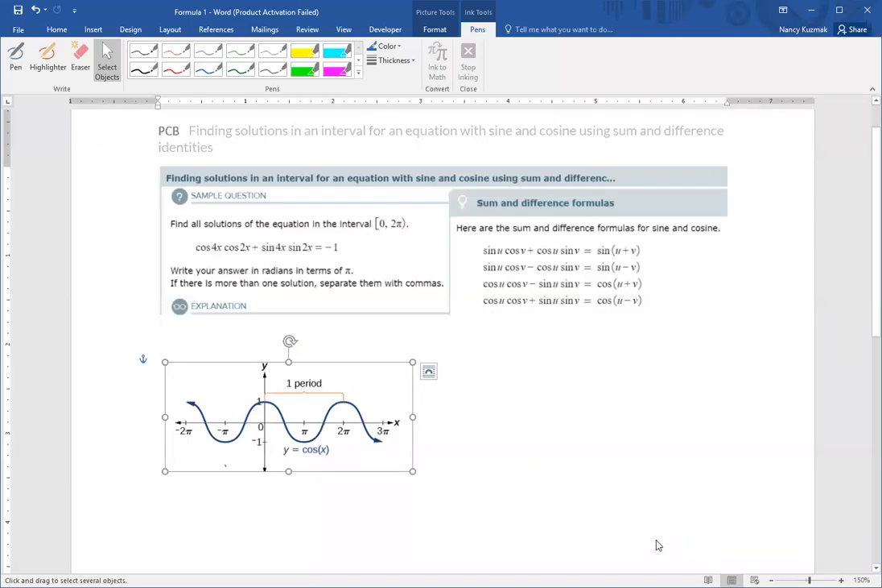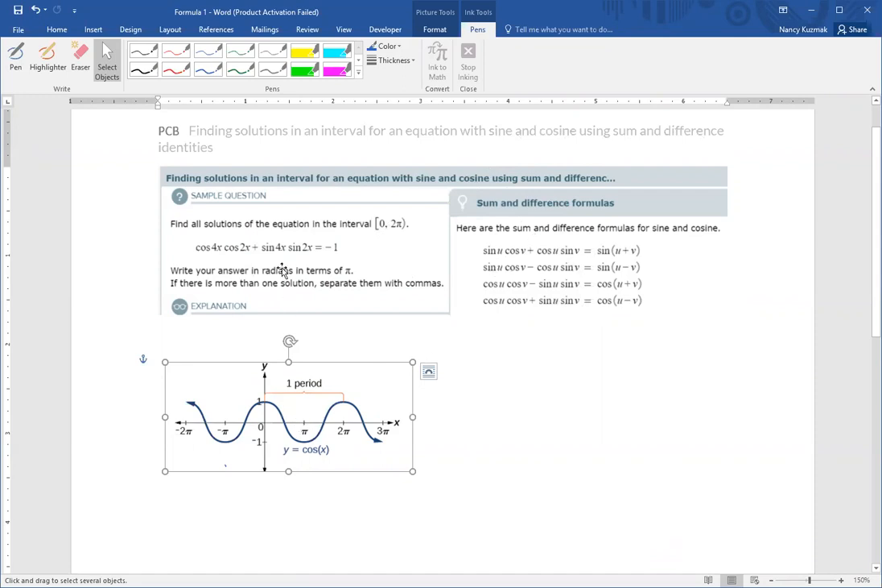Thanks for joining me. Today we're going to talk about finding solutions in an interval for an equation with sine and cosine using sum and difference identities. So it sounds really long and complicated, but it's really not. You need two things. You need the sum and difference formulas because that's what it's talking about. And you need either the sine or the cosine function.